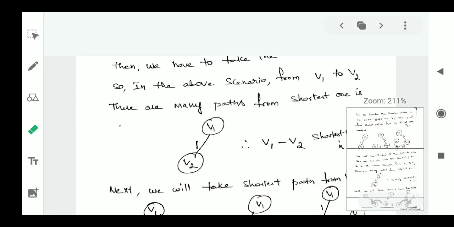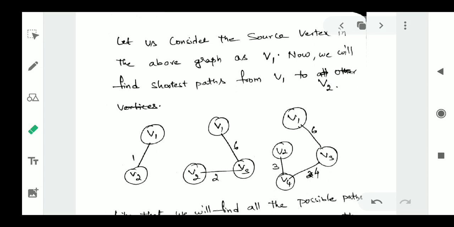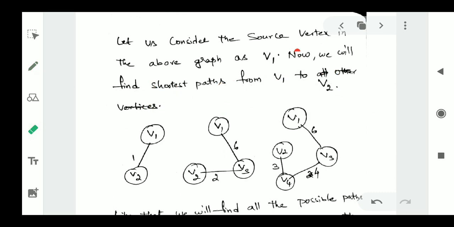What we have taken is that we have considered the source vertex in the above graph as V1. We will consider all the possible paths. Please make a note here: this is not the shortest path. We will find out all the possible paths first, and after finding out the possible paths, then we will go for finding out the shortest path.